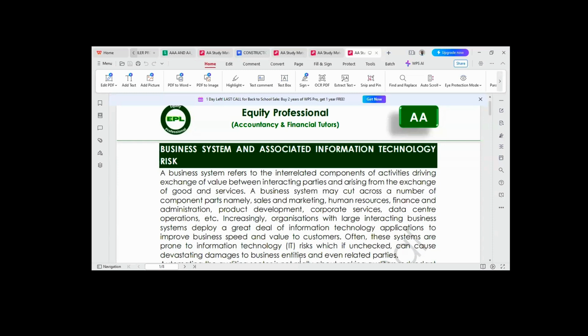What is a business system? What is a system? A system is interconnected units. When you talk about a system, it is things that are interrelated or interconnected. Like the human body, which is a system.